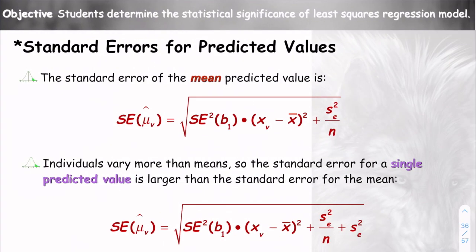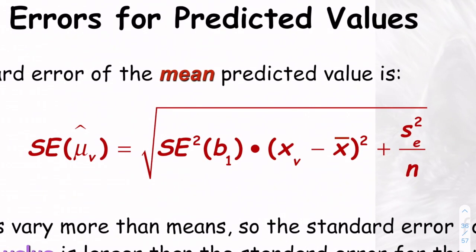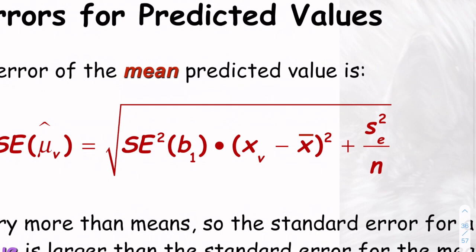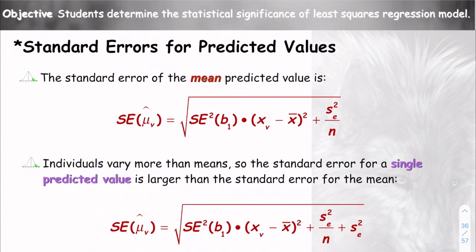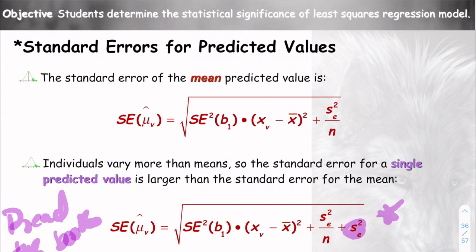So the standard error for the mean predicted value will be our standard error squared times x sub nu minus the average x squared, plus our s sub e squared over n. Fun formula. And additionally, which makes our range wider, individuals vary more than means, so the standard error for a single predicted value is larger, which is factored in with this additional standard error of the residuals. If you want to see where these formulas come from, I highly suggest you read the book. But if you don't plan on reading it, just take it at face value. These are the two formulas for standard error for these two specific questions that you will need.